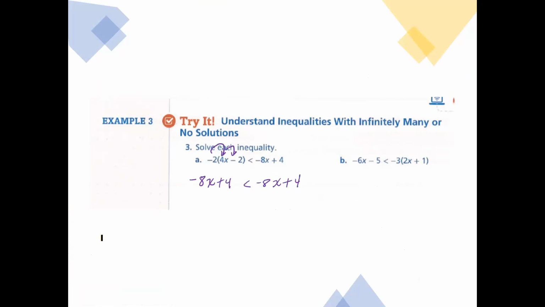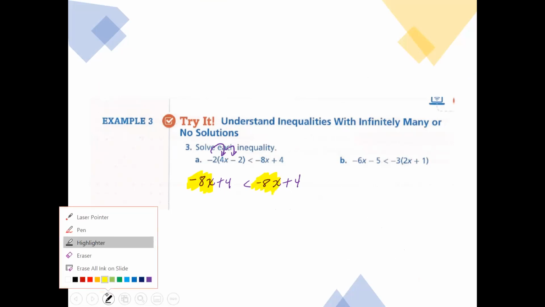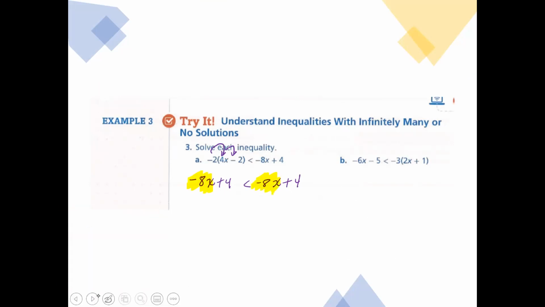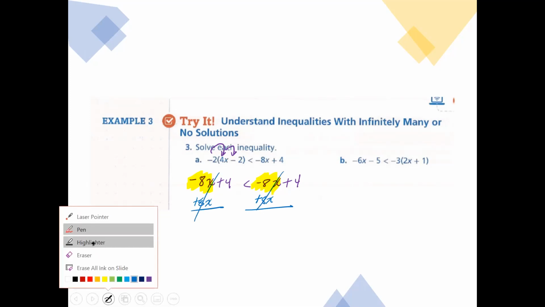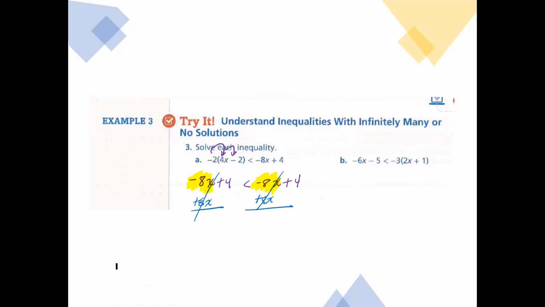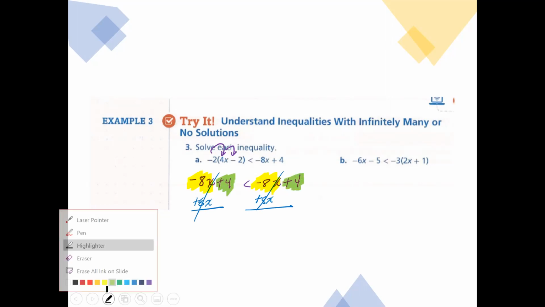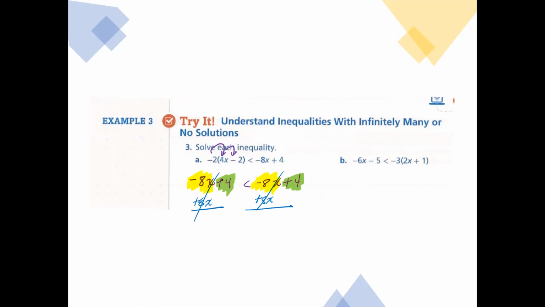One thing you should notice is that you have a negative 8x on the left side and a negative 8x on the right side. So automatically that will cancel. And if you don't believe me, you could do plus 8x on both sides. And guess what? They both cancel. You should also realize that having the 4 on both sides means that they will cancel as well because they're exactly the same numbers with the same signs. So you can just go ahead and cancel it. So then you have a 0 on both sides.